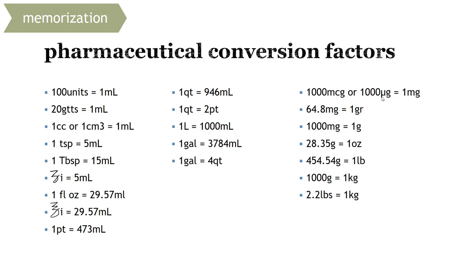1 microgram, it can be written like this, 1,000 micrograms is 1 milligram. 64.8 milligrams is 1 grain. Remember, grain is GR, gram is just G or GM. 1,000 milligrams is a gram. We learned that in the metric system. 28.35 grams is 1 ounce. 454.54 repeating grams is 1 pound. 1,000 grams is 1 kilogram, and 2.2 pounds is also 1 kilogram.